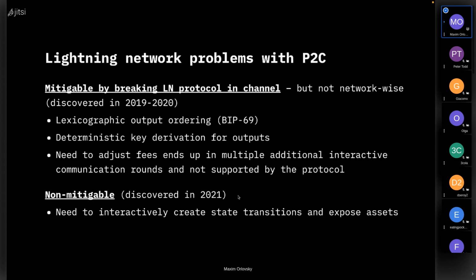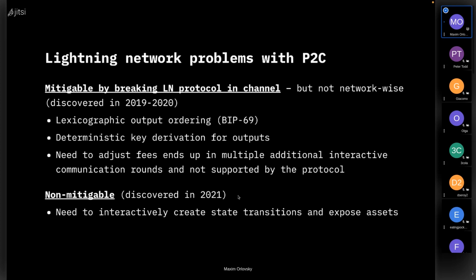Even more, there are more problems with pay-to-contract for the Lightning Network. Some of these problems were mitigated by us, or we found the solution to them. First of all, Lightning Network uses lexicographic output ordering. It's not compatible with pay-to-contract because you change the order of outputs, and when you change the order of outputs, you need to adjust the fee. When you adjust the fee, you need to change the output amount, which will again cause you to reorder outputs, and you will again not match the pay-to-contract output you need to tweak. So you will enter an endless cycle of these readjustments.